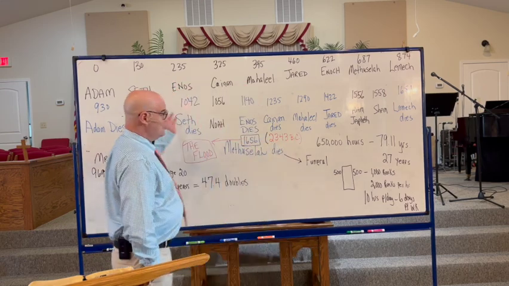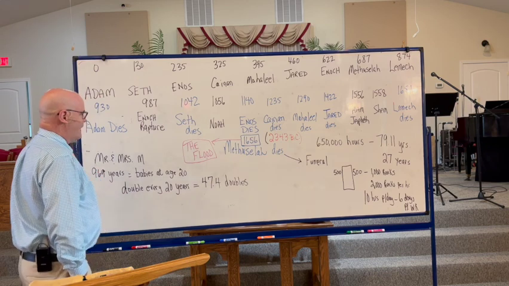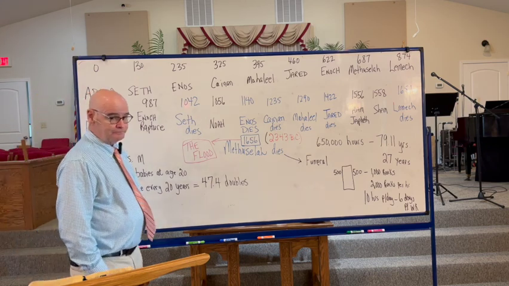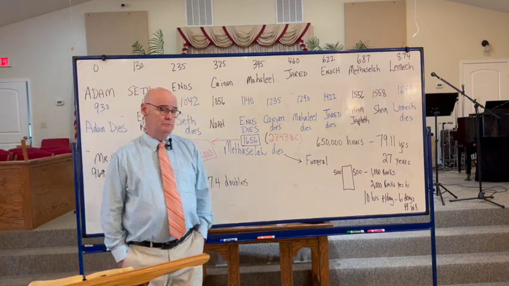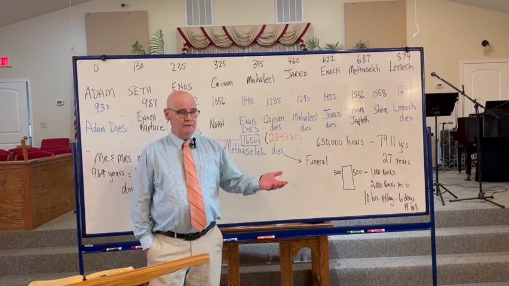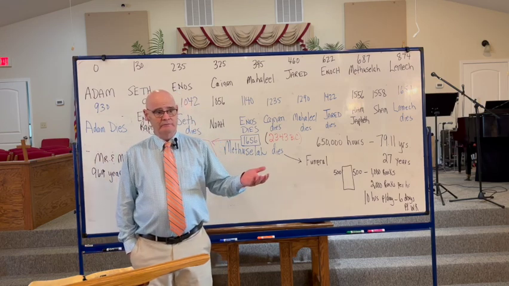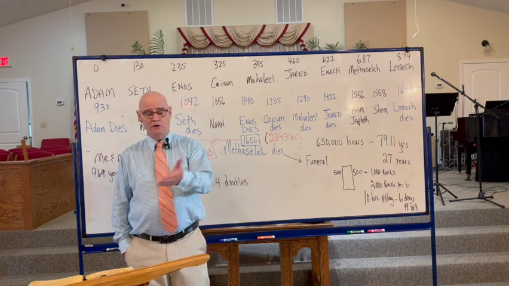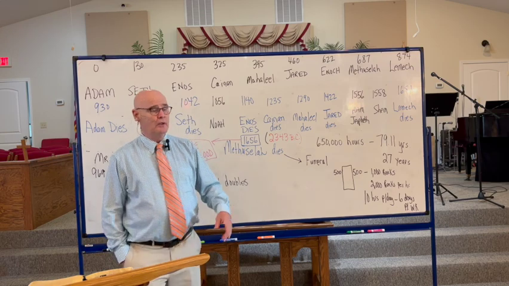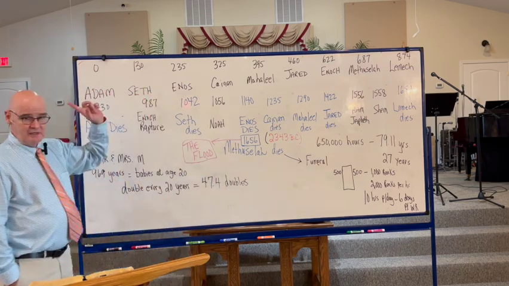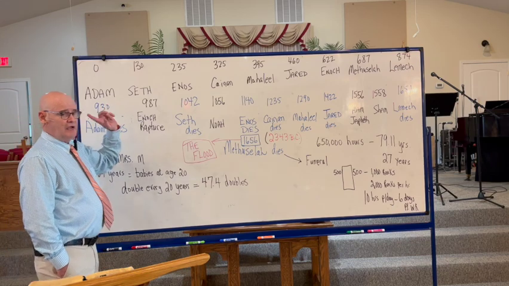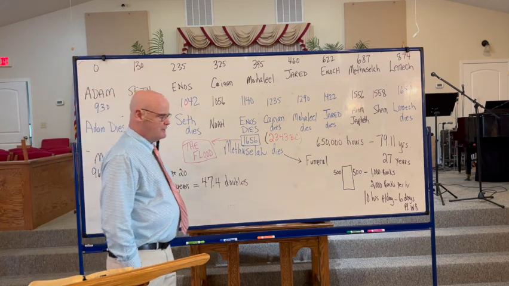But I did do this. This is my own work. I decided to start with Adam and make him year 0. Now, if you're counting by the calendar of dates according to what's in your margins of your Bible, that's 404 BC. That's 4,004 years before Christ.